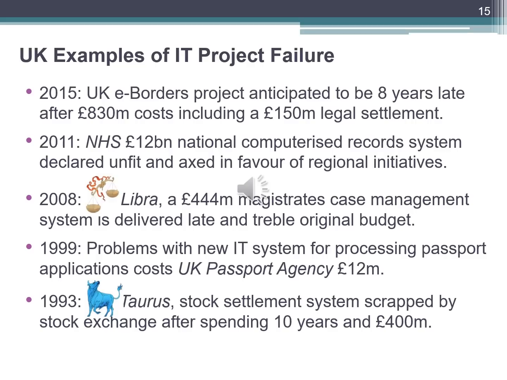The Libra project from 2008 is a £444 million magistrates case management system that was delivered late and at treble the original budget. In other words, it used 3 times the original planned budget. In 1999, problems with a new IT system for processing passport applications cost the UK Passport Agency £12 million. And in 1993, Project Taurus, the stock settlement system, was scrapped by the stock exchange after spending 10 years and £400 million.